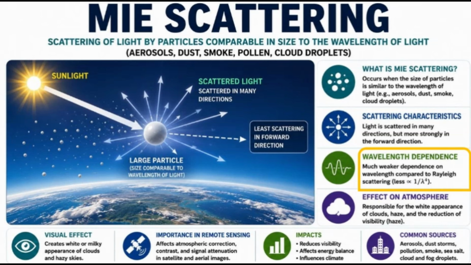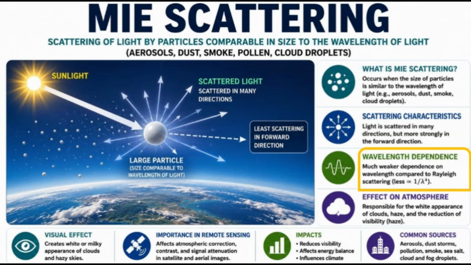And this is very important in remote sensing because it also affects atmospheric correction, contrast, and signal attenuation in satellite and aerial images. So the major impact of the Mie scattering is that it reduces visibility, it affects the energy balance, and it influences the climate.